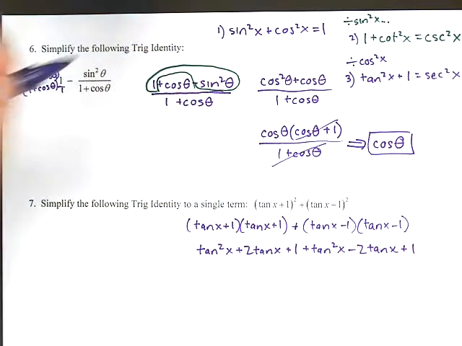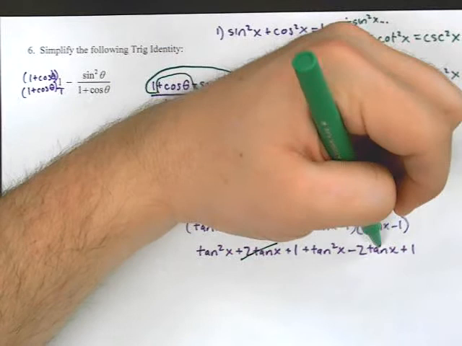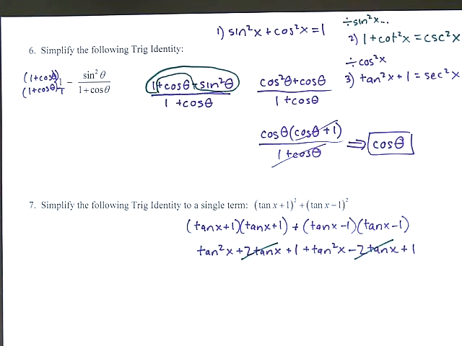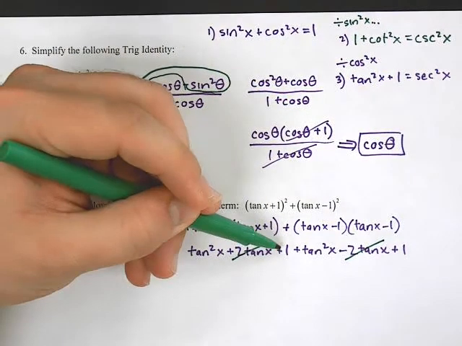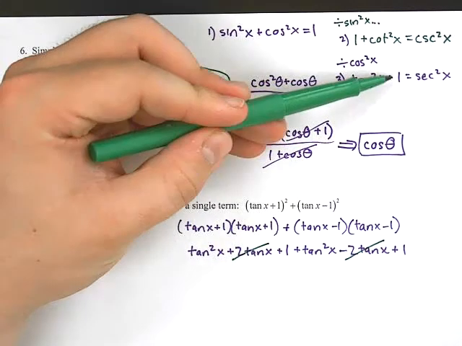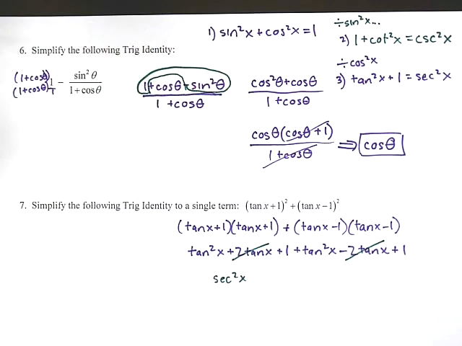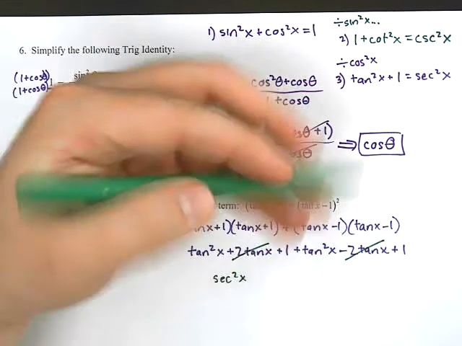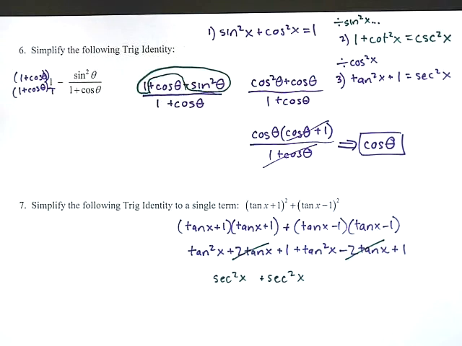So what's pretty awesome about this, hopefully you guys see, is if I have a positive 2 tan x and a negative 2 tan x, I can cancel. And then I'm really hoping that you guys see this. If you have tan squared x plus 1, this is just secant squared. And then I have tan squared x plus another one. This is another secant squared.